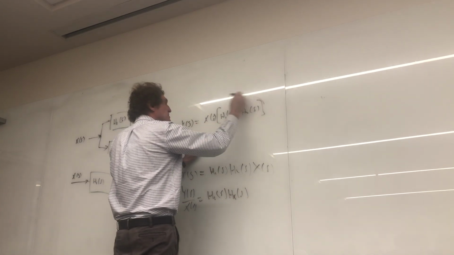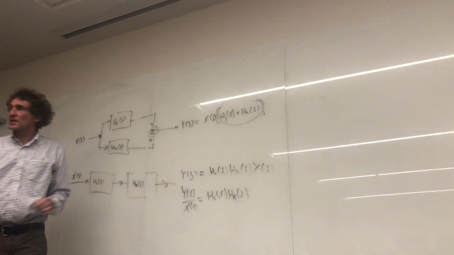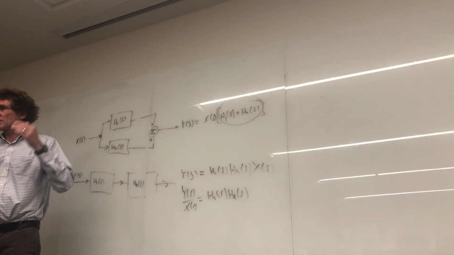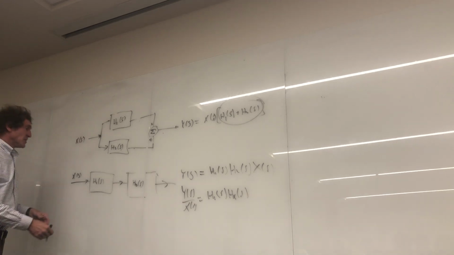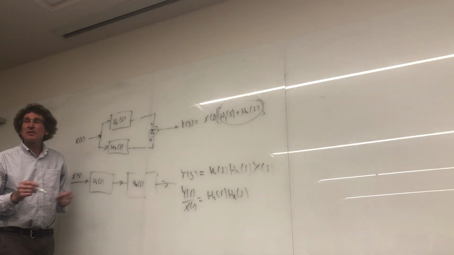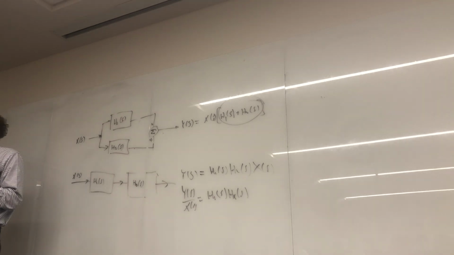Now here, the overall system transfer function is H1 of S plus H2 of S. Do you all see this? And you can extend this naturally as far as you want. You can also do combinations. You could have two parallel in one series, but I think you all see how to do this, correct?